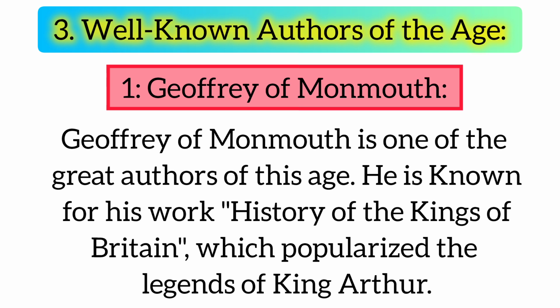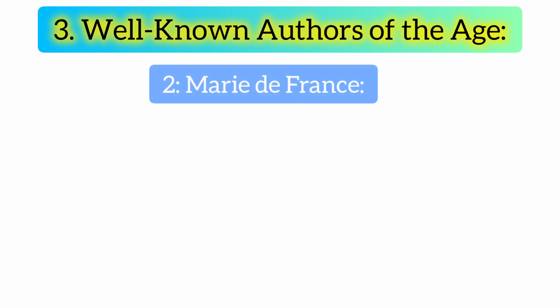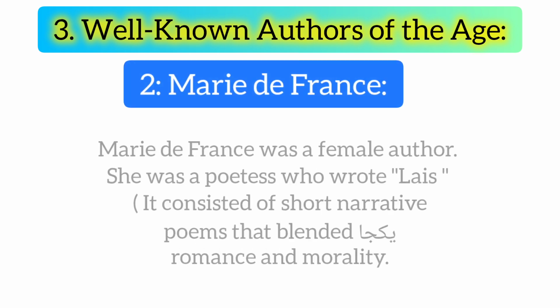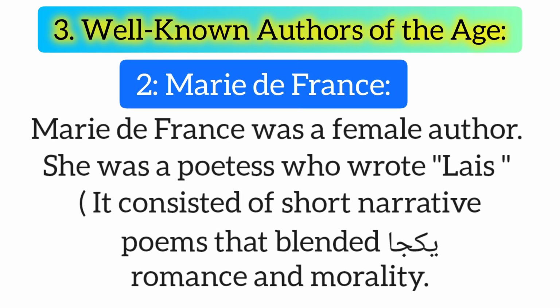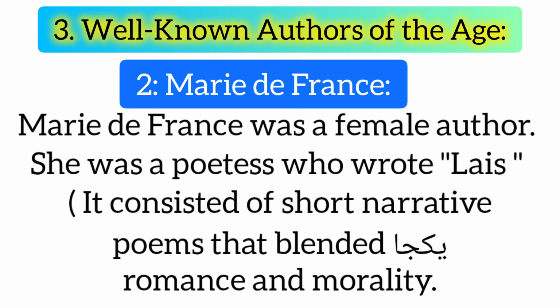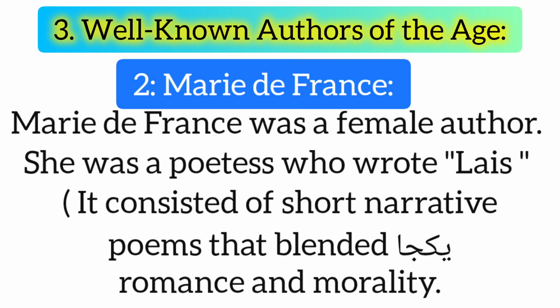He is known for his work, History of the Kings of Britain, which popularized the legends of King Arthur, यानी जिसने King Arthur की कहानियों को मशहूर किया. Next important author of the age was Marie de France. Marie de France was a female author. She was a poetess, यानी वो एक शायरा थी, who wrote Lais. It consists of short narrative poems that blended, यानी blended का मतलब है यकजा करना, that blended romance and morality.